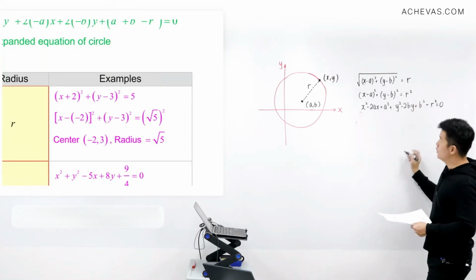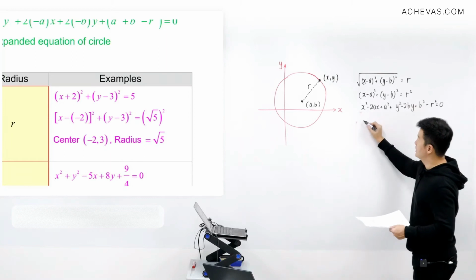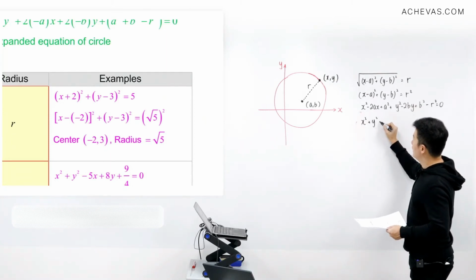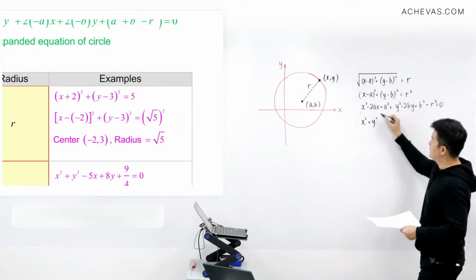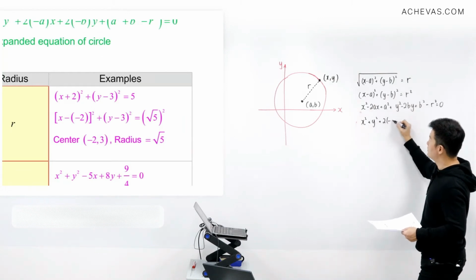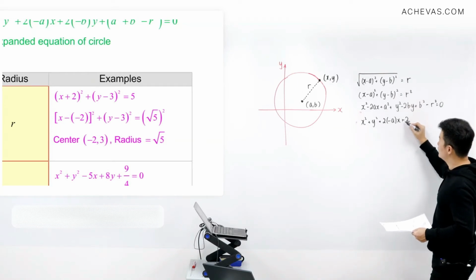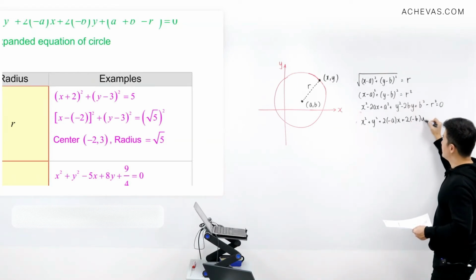is equal to 0. And if I just rearrange this, x squared, then after that y squared, and I'm going to rewrite this as plus 2 times minus a x, and I'm going to rewrite this as plus 2 times minus b y.